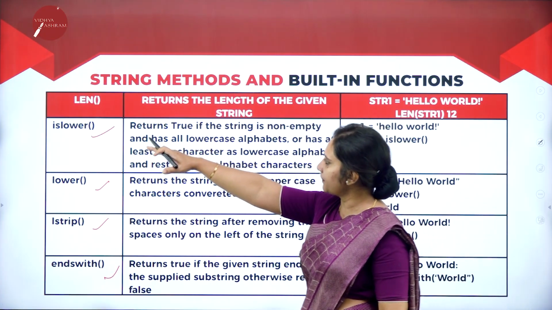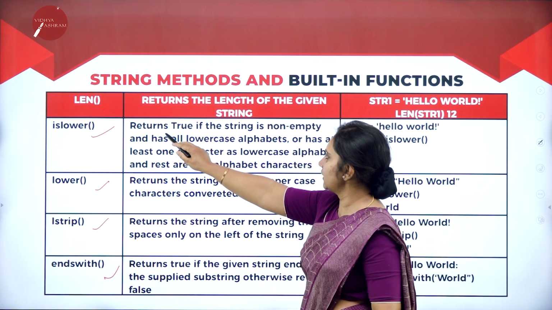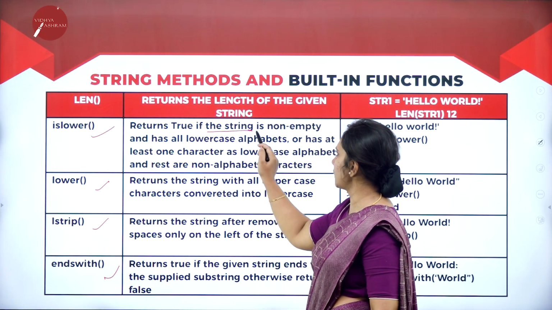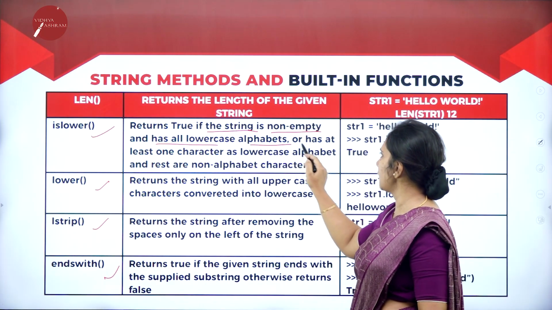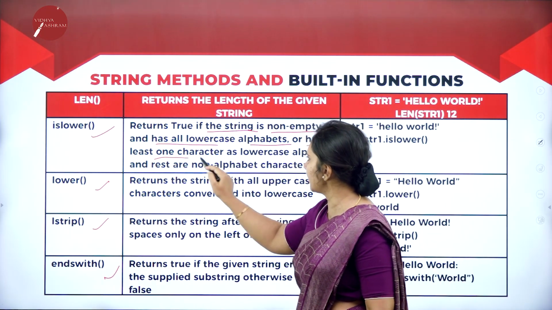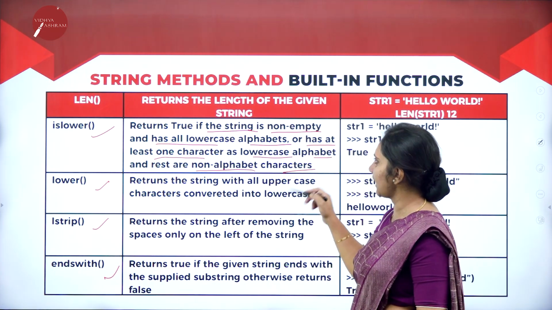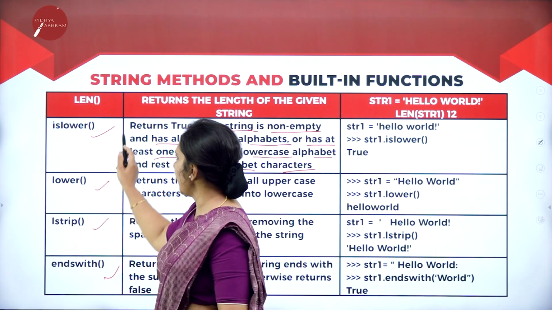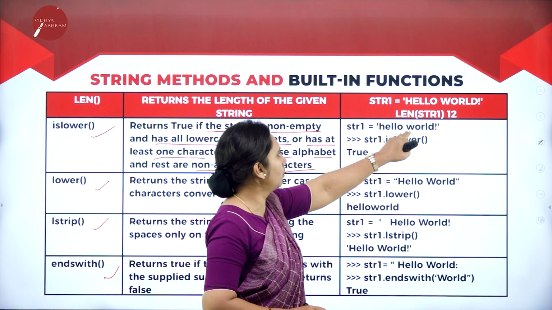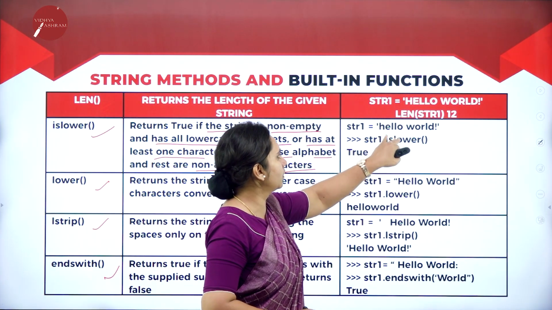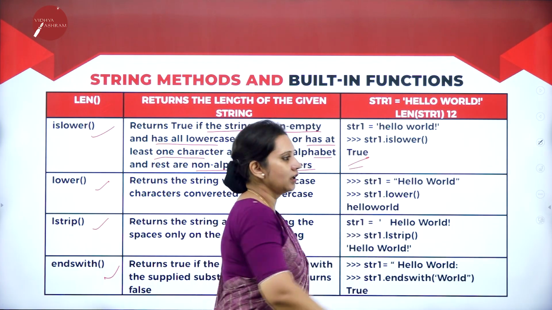Here you can see the string operations, and len returns the length of the given string. So here islower is a function, and len is a built-in function. Here you can see islower returns true if the string is non-empty and has all lowercase alphabets, with at least one character as a lowercase alphabet and the rest non-alphabet characters. We call this islower. That is str1, if I give hello world, str1.islower, the first character is lowercase, so it is giving true.